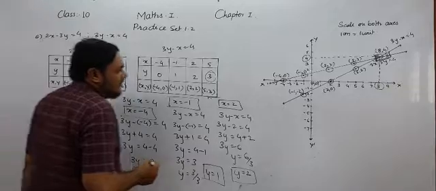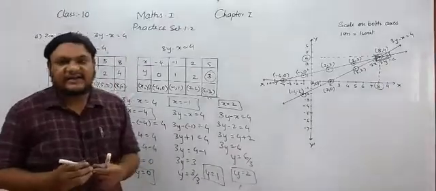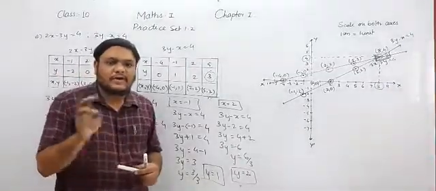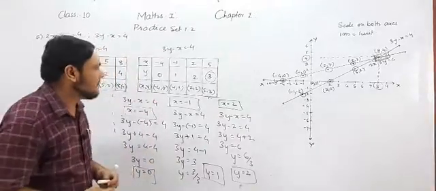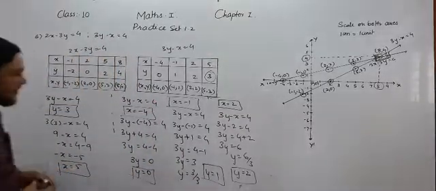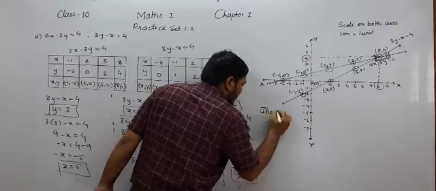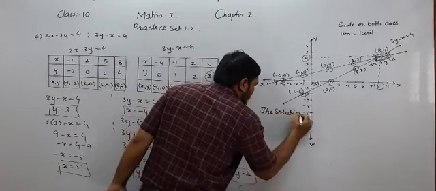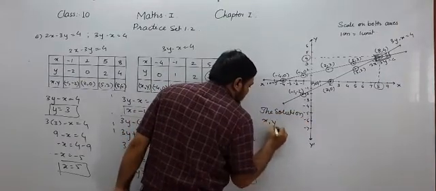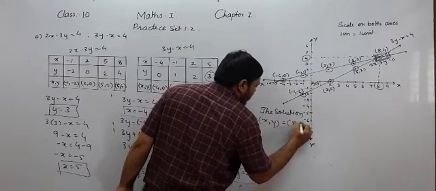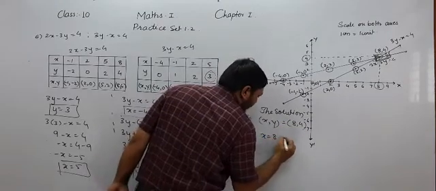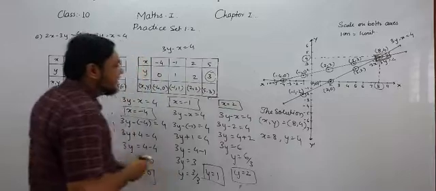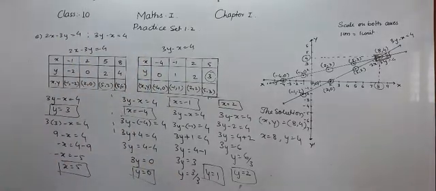So here we know that the straight lines intersect each other at a particular point, and the coordinates of that point are nothing but the solution of the given simultaneous linear equations. So the solution x comma y is equal to 8 comma 4. So here x equals 8 and y equals 4. You can see, students, the value of x is 8 and the value of y is 4.